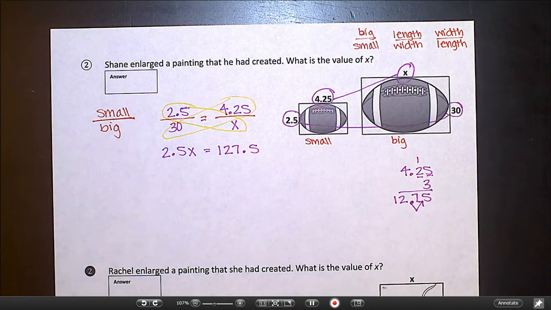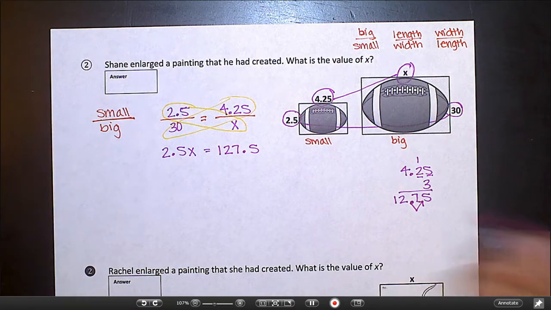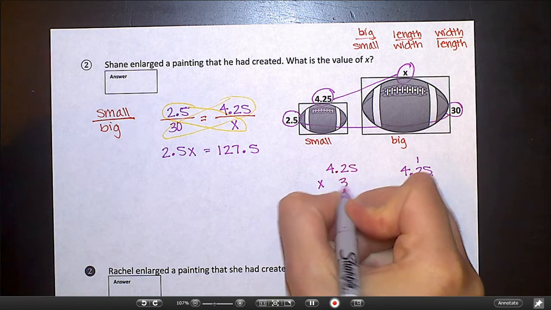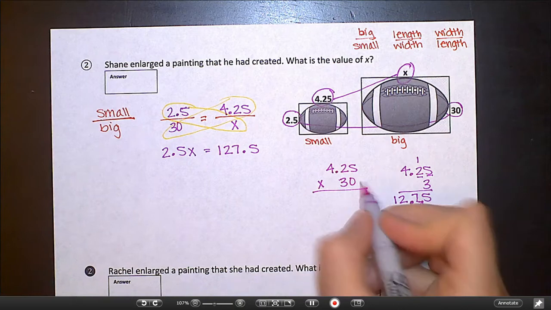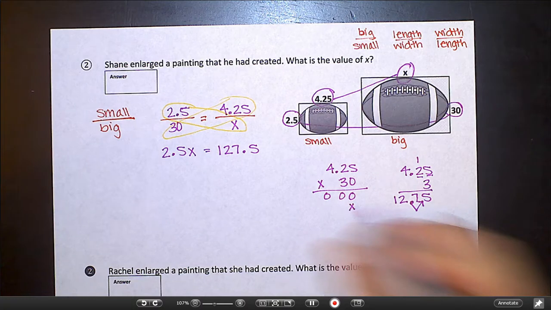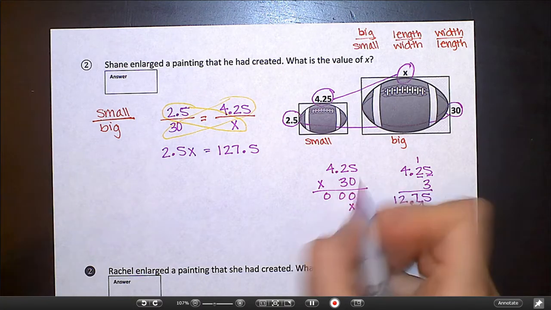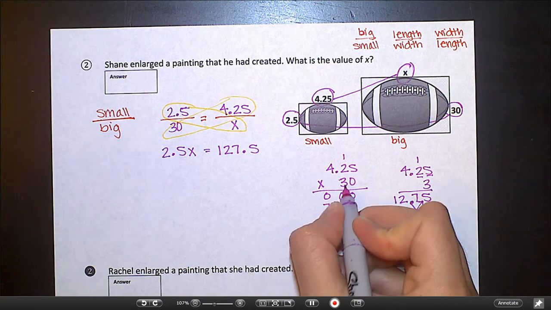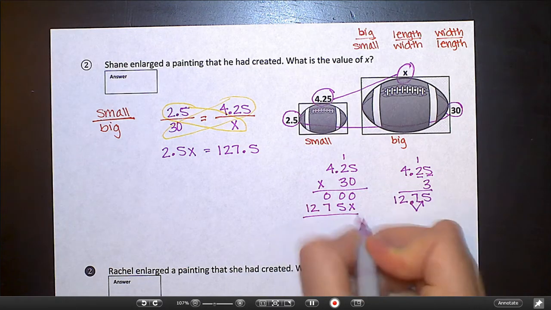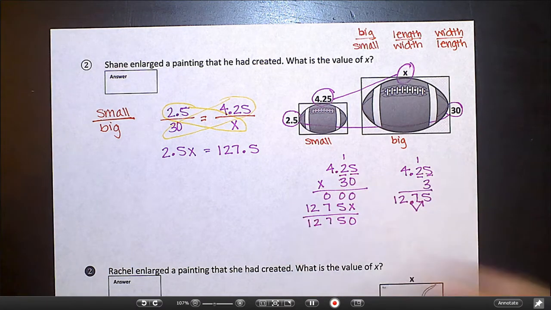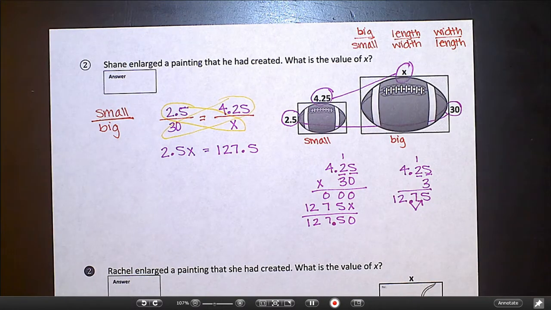Let's go ahead and work that out completely to see how we would get the same answer. So 4 25/100 times 30. If I put all my zeros there, then I need a placeholder, either a 0 or an x. 3 times 5 is 15. 3 times 2 plus 1 is 7. 3 times 4 is 12. I add these up. I need 2 digits after the decimal point, and we get the same thing. 127 and 50 hundredths, or 5/10.